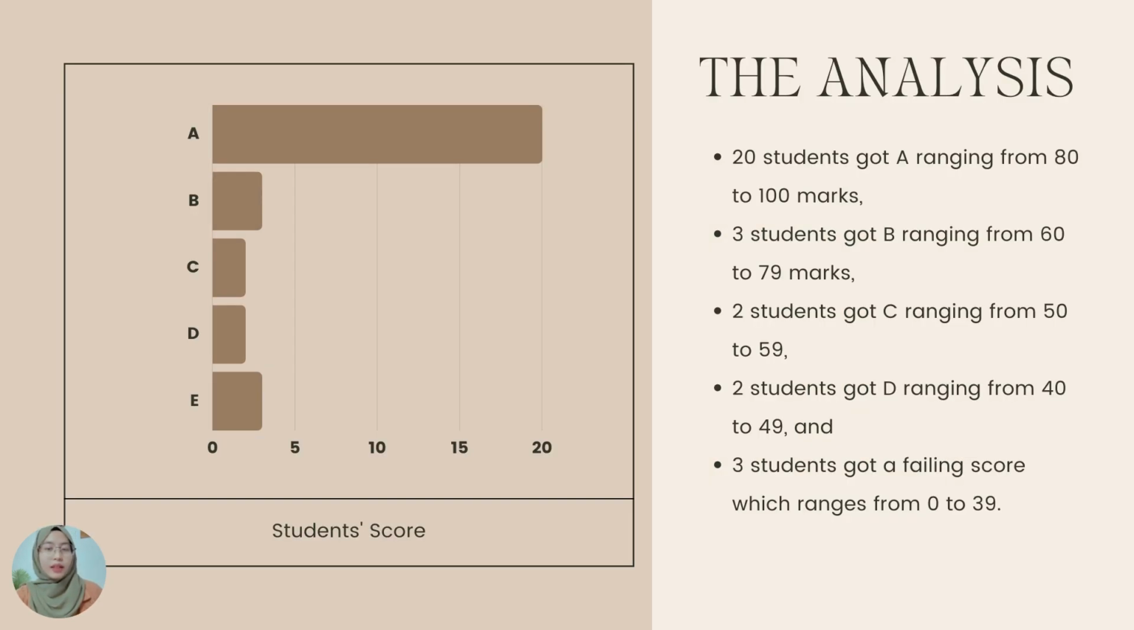From the test, I have done some analysis after grading all the students' papers. I found out that 20 students got A, ranging from 80 to 100 marks. 3 students got B, ranging from 60 to 79 marks. 2 students got C, ranging from 50 to 59 marks. And 2 students got D, ranging from 40 to 49 marks. And finally, there are 3 students who got a failing score, which ranges from 0 to 39.